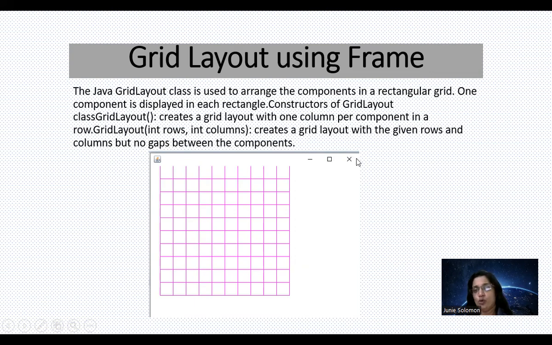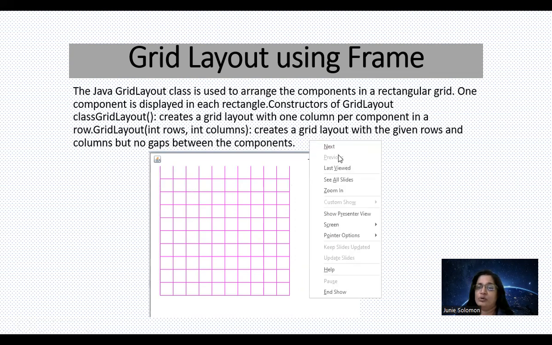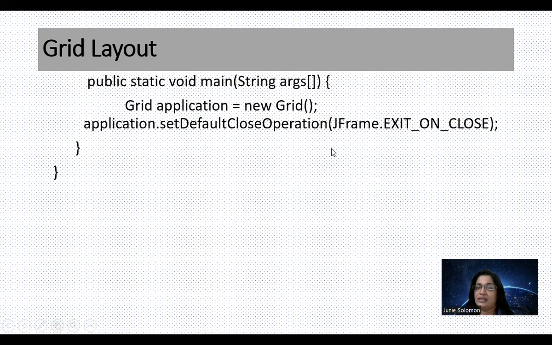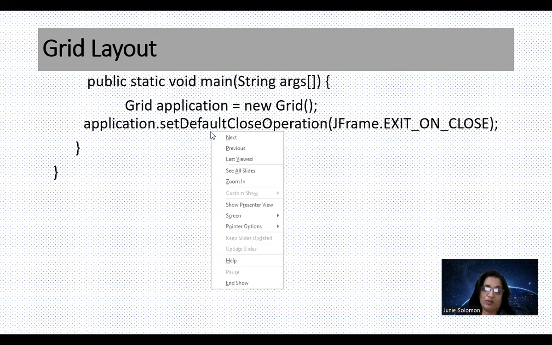So if you want to close with this cross button, you have to write this. What you have to write? Whichever JFrame application dot setDefaultCloseOperation, JFrame.EXIT_ON_CLOSE. When you click on that cross button, it has to close. So if you write this, it will close. That's it. So let's take it once again.